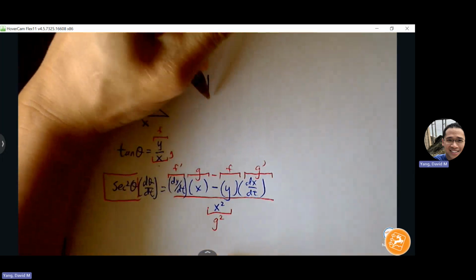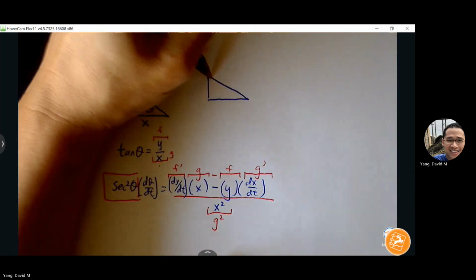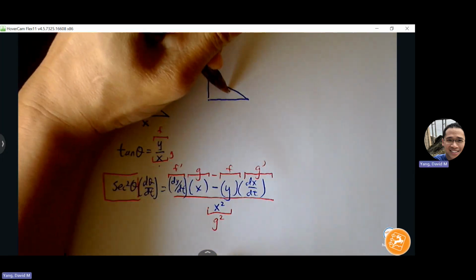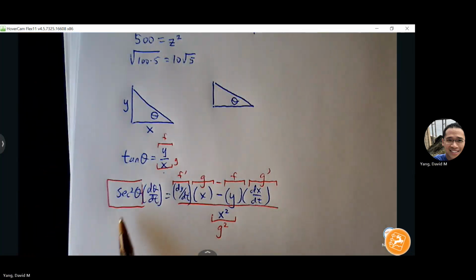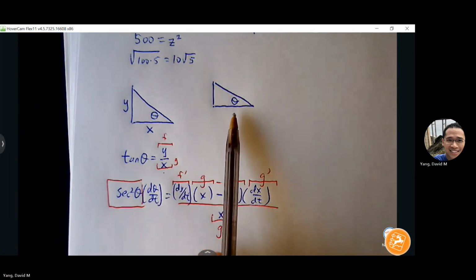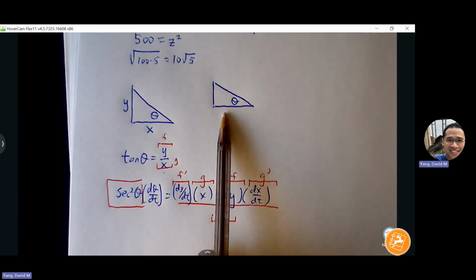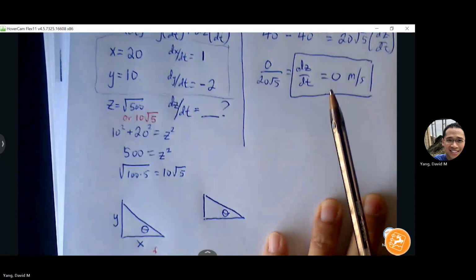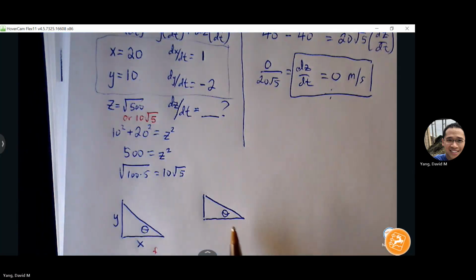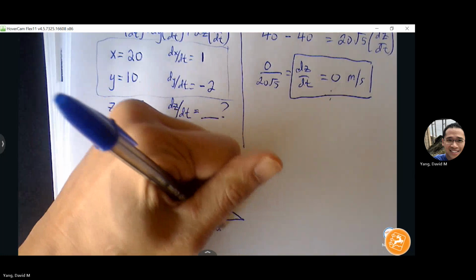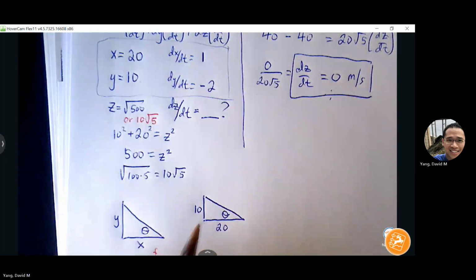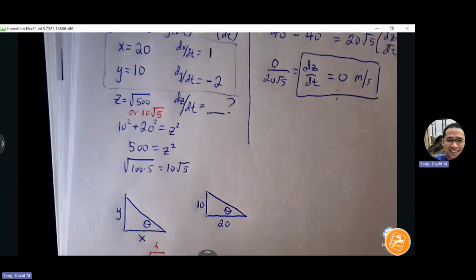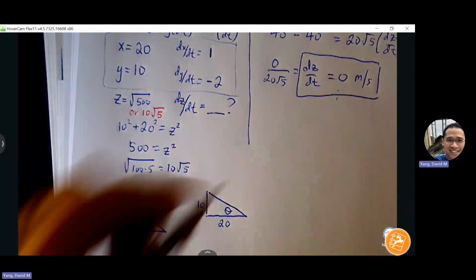So I'm going to draw another triangle here and focus on filling out the sides of my triangle for this moment in time. What's the base going to be at this moment in time? x is 20. y is 10. Hypotenuse is 10 root 5 or root 500, either one.